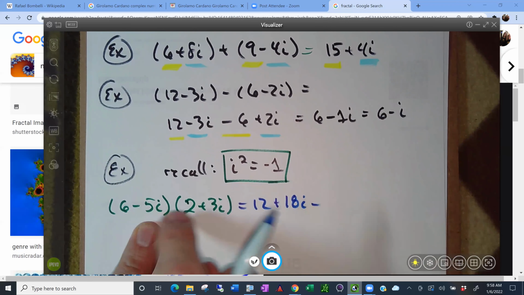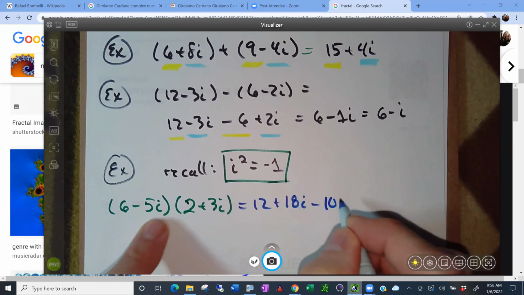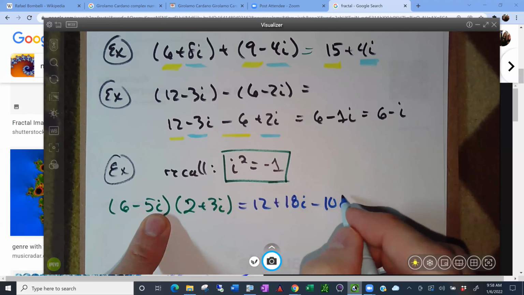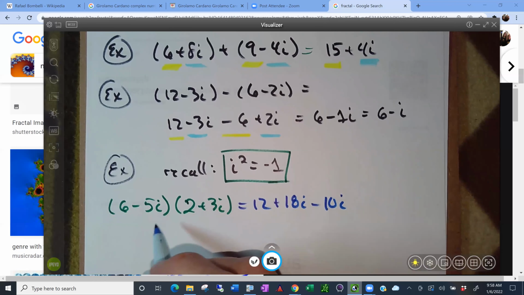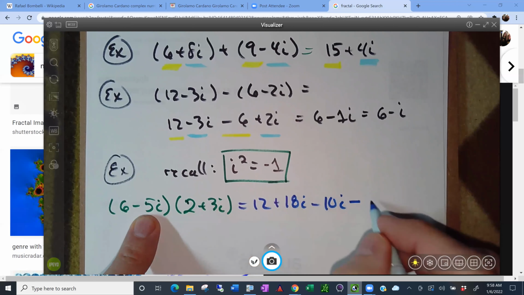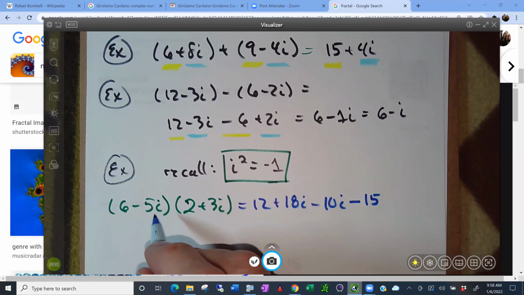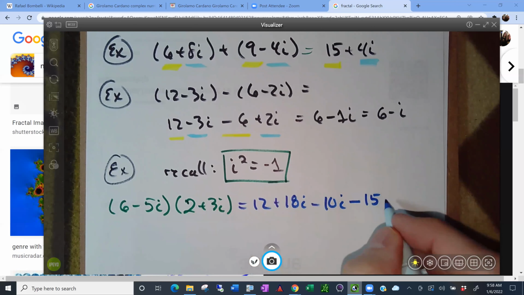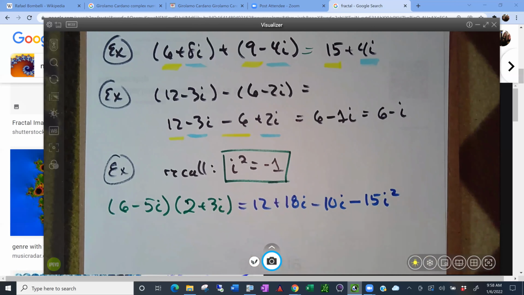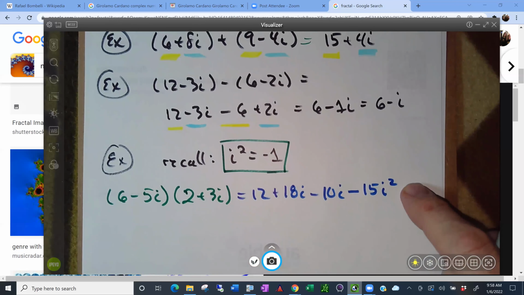Inside, minus 5 times 2 is minus 10. Don't forget about the i, 10i. And then the last one, you've got a negative times a positive, which is negative. 5 times 3 is 15. And don't forget, you've got i times i, which is i squared. That's probably the easiest mistake to make, is to forget to square that last term.